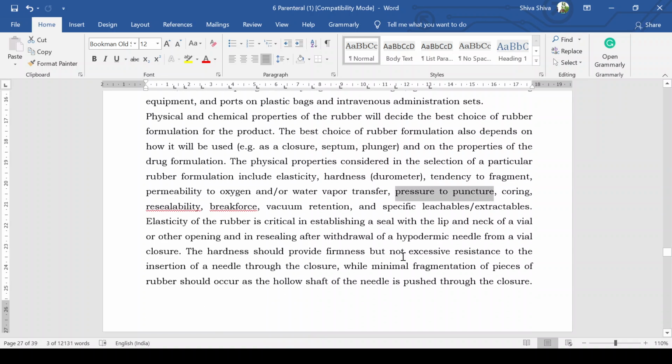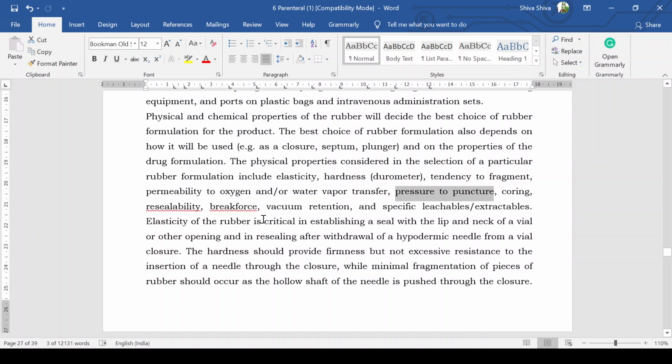product, parenteral product. Elasticity of rubber is critical in establishing a seal with the lip and neck of the vial. तर व्हायल वरती सिलिंग होण्यासाठी इलास्टिक कंटेनर रबर क्लोजर काय पाहिजे, इलास्टिक पाहिजे. And in resealing after withdrawal of the hypodermic needle from a closure. बरोबर, निडल इन्सर्ट केली, प्रोडक्ट काढला, निडल बाहेर काढून घेतली. निडल बाहेर काढल्यानंतर जे होल तयार झालेले आहे रबर क्लोजर वरती, ते होल काय झालं पाहिजे, इझिली रिसील झालं पाहिजे, जेणेकरून परत कंटामिनेशन होणार नाही.